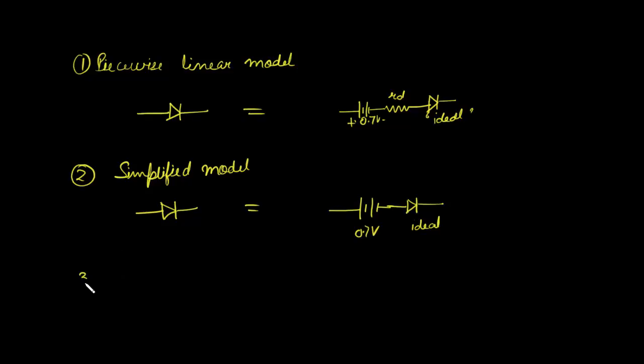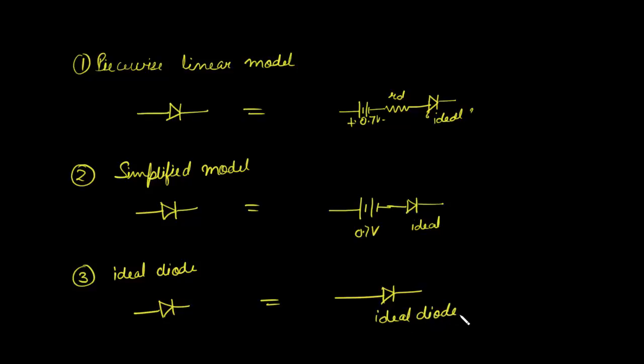And the third one is the ideal diode, and here we simply replace this junction diode by an ideal diode. The choice of these models depends upon the application that we are interested to analyze.